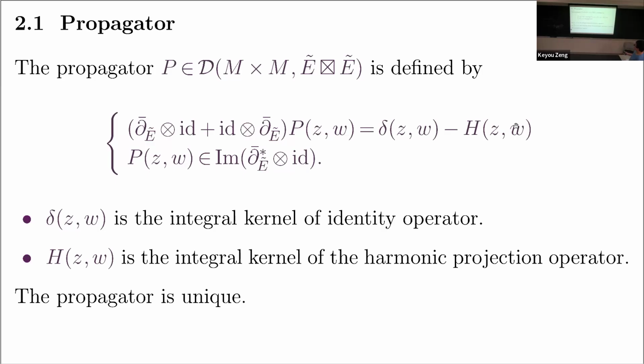The first equation tells us that if we apply the double differential to our propagator, we will get the delta function minus the harmonic projection operator. The delta function is the integral kernel of the identity operator, and H is the integral kernel of the harmonic projection operator. The second condition is not that important, but if we impose this condition, we can show that our propagator exists and is unique. That's why we impose this condition. That's basically the gauge fixing. Yes.